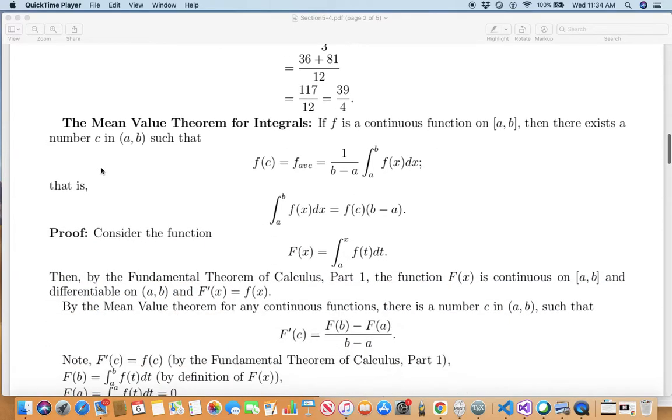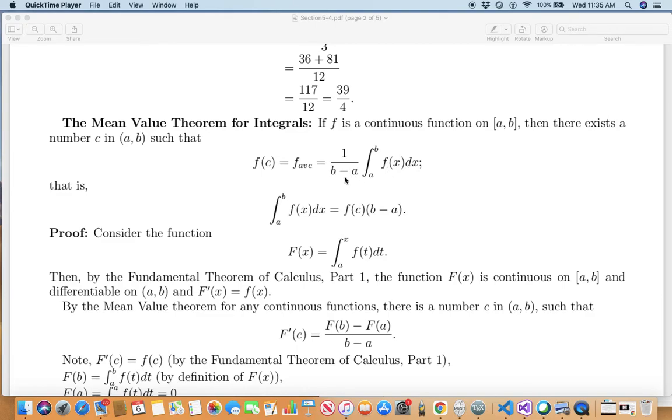The mean value theorem for integrals. If f is a continuous function on the closed interval [a, b], then there exists a number c in the open interval (a, b) such that the value of f at c is the actual average of f. What was the average of f? It is 1 over the length of the interval times the integral from a to b of f(x) dx.